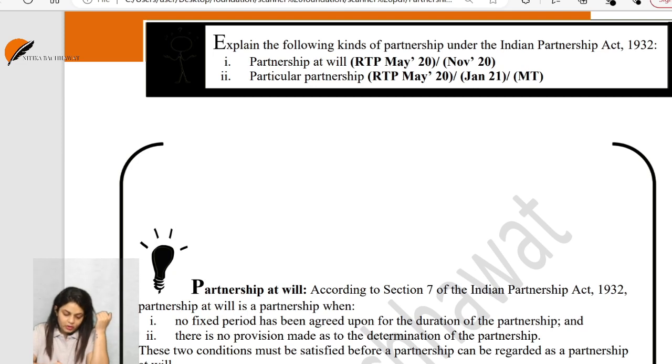What is particular partnership? What is partnership at will? Particular partnership is formed for a specific purpose. Once the purpose is over, the firm is dissolved. However, if the partners want, they may continue, and if they continue, it becomes a partnership at will.